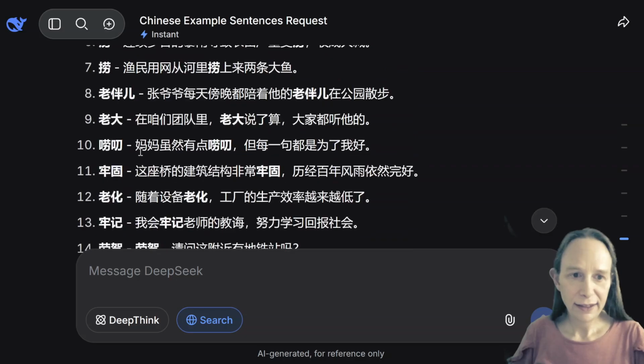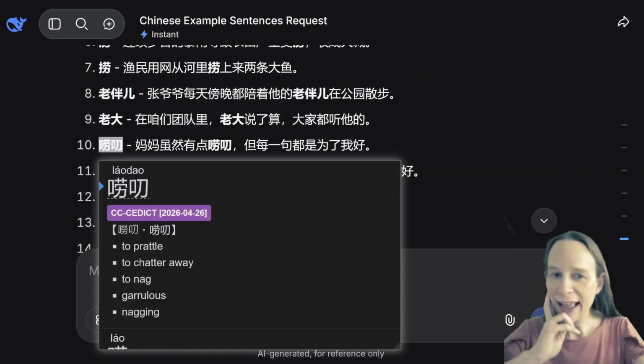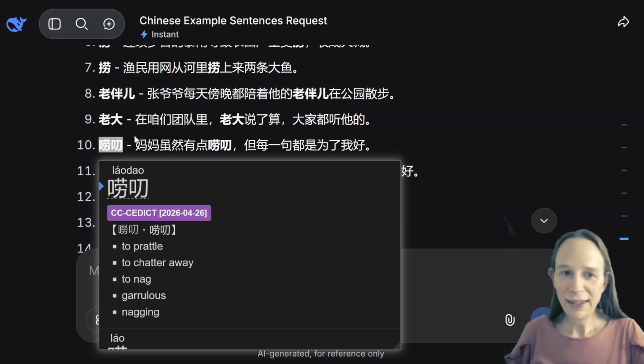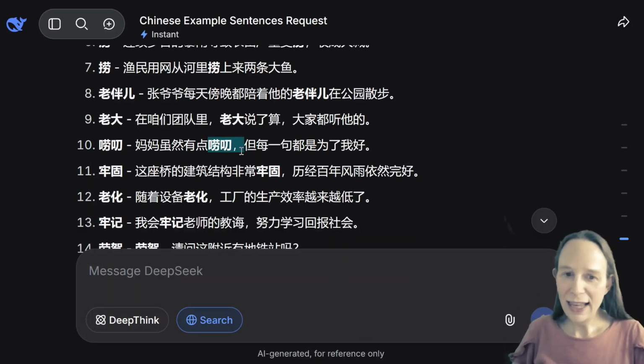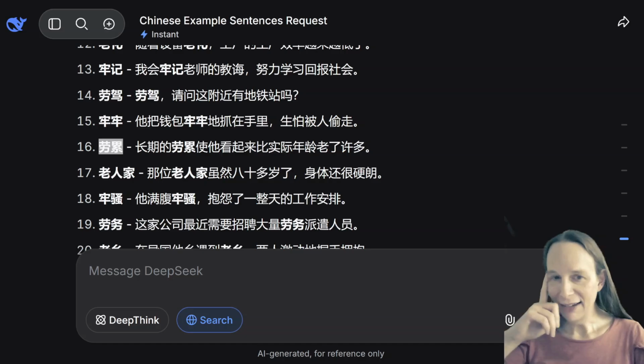Hold on, I just noticed something. 唠叨. I'm getting my tone wrong here, aren't I? 唠叨. Okay, 妈妈虽然有点唠叨. I've been getting that wrong for a long time, eh? 唠叨. All right.